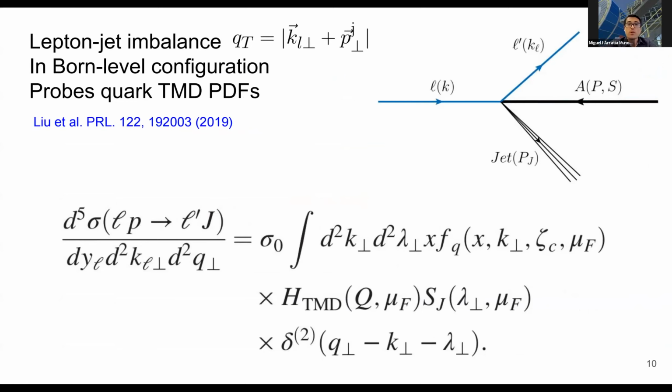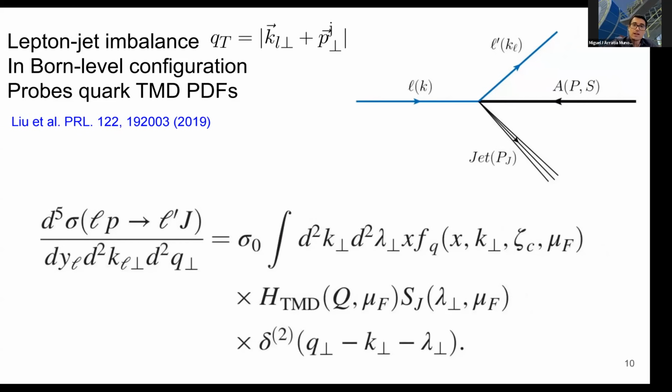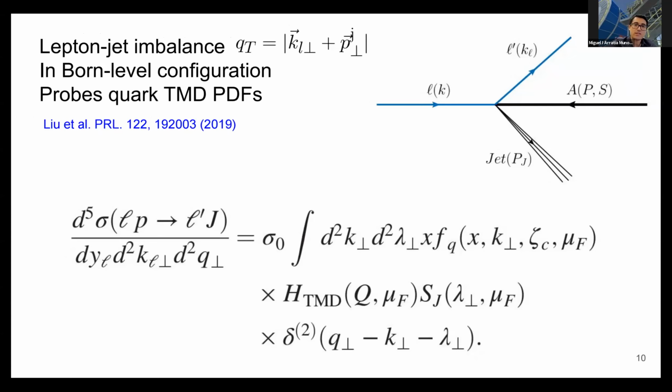So this is a bit more detail, from the Liu et al. paper. It argues that if you measure the imbalance between the electron and the jet, then you become sensitive, as I said, to the TMDs, which are shown here. Let me just try to get your attention. So to this factor, which is a transverse momentum dependent PDF. This is if you measure the so-called q_T distribution, which is a momentum imbalance.